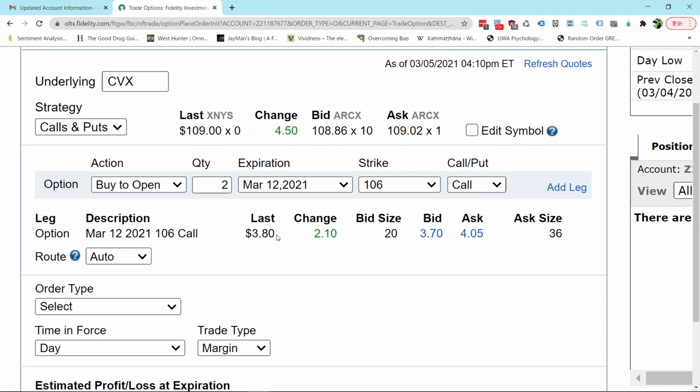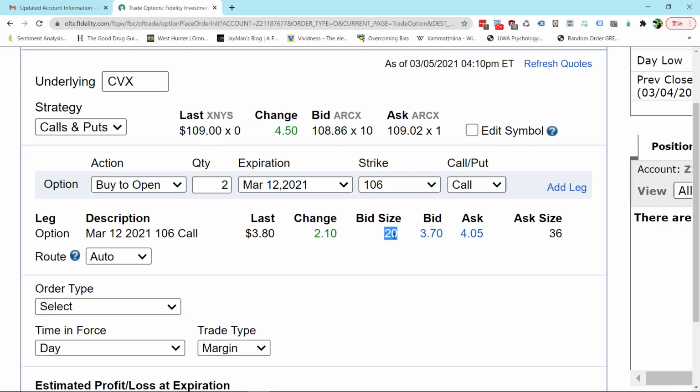This "last" simply means the last price at which that option was bought. The last person who bought this option paid this much. Change you could ignore, but basically it means it's $2 more expensive than, I don't know what they're comparing it to here, but generally one day.